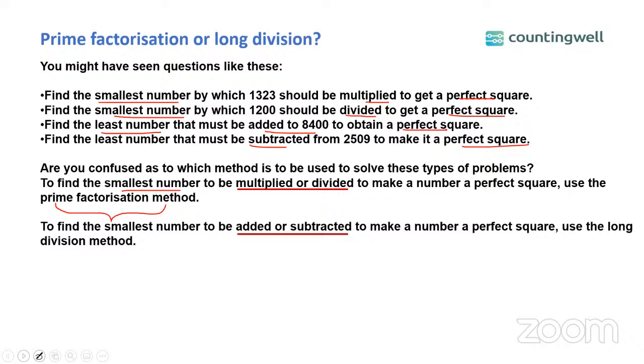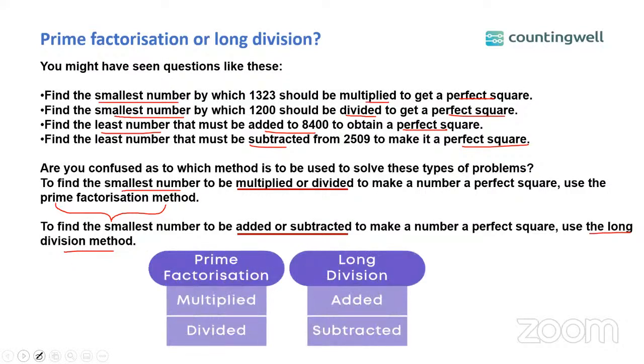And for the smallest number to be added or subtracted to make a number a perfect square, we should always use the long division method, the method in which you are bringing down the numbers by pairing them from right to left. So always remember, for prime factorization, you can find the number to be multiplied or divided, and using the long division method, you can find the smallest number which can be added or subtracted to get a perfect square.